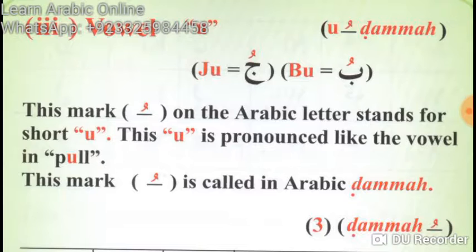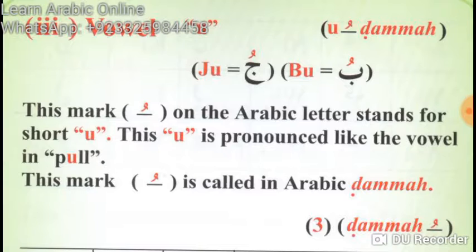Vowel U. U is equal to dhamma. Jim dhamma Ju. Good. Ba dhamma Bu. This mark, dhamma, on the Arabic letter stands for short U. This U is pronounced like the vowel in "put". This mark is called in Arabic dhamma.